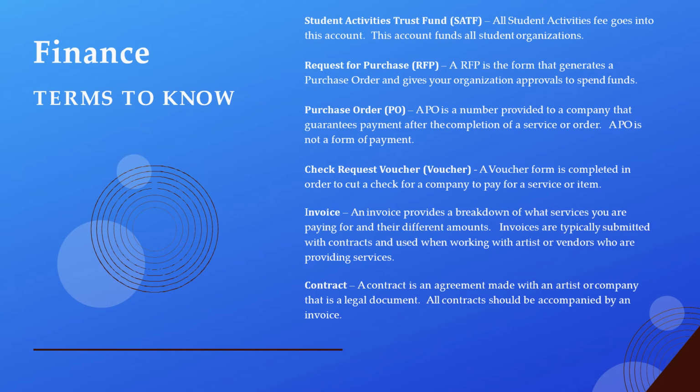Next is the check request voucher, or voucher. A voucher form is completed in order to cut a check for a company to pay for those services or items. Next would be an invoice. An invoice provides a breakdown of what services you are paying for and their different amounts. Invoices are typically submitted with contracts and used when working with artists or vendors who are providing a service. A contract is an agreement made with an artist or company that is a legal document. All contracts should be accompanied by an invoice.